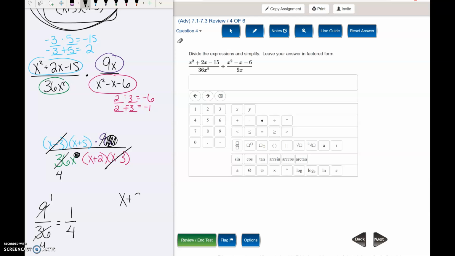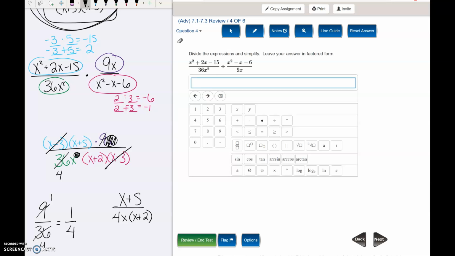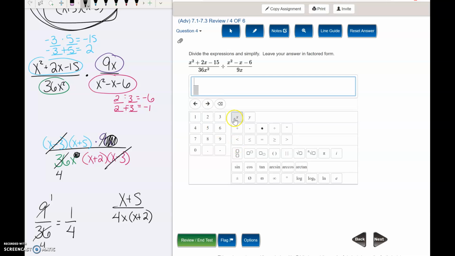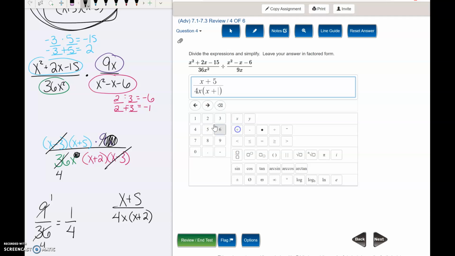We have x plus 5 on the top, and in the bottom we have the 4, the x, and the x plus 2. Leave it in factored form. That means type that in exactly as you see it. Oops, don't need that. Fraction button first. On the top, x plus 5. On the bottom, 4x, and then parentheses, x plus 2. Check to make sure your answer looks like you were expecting it to look. And you should be good to go.